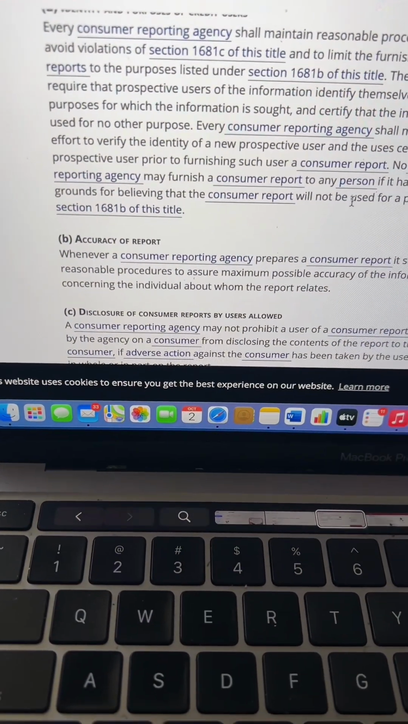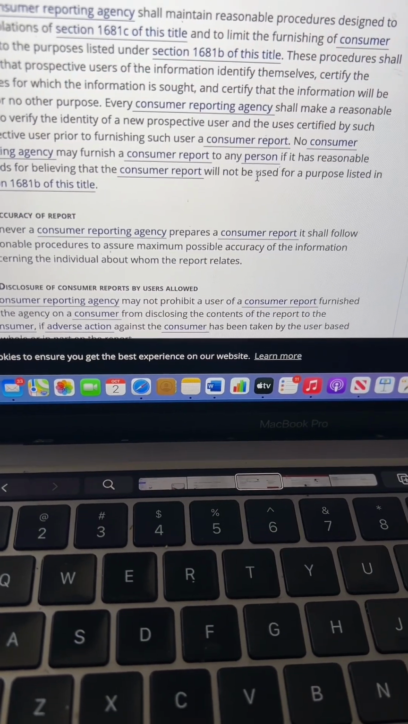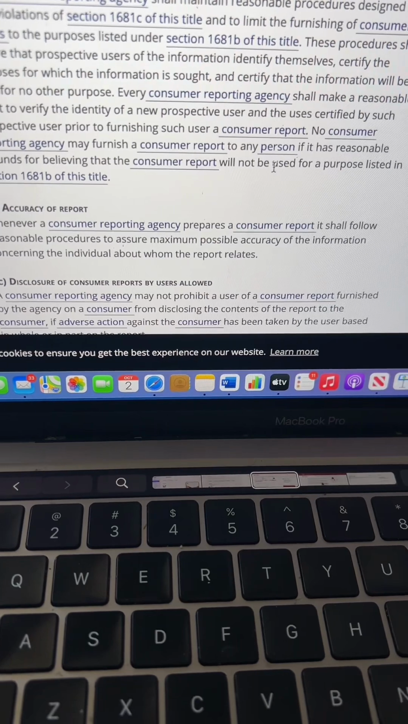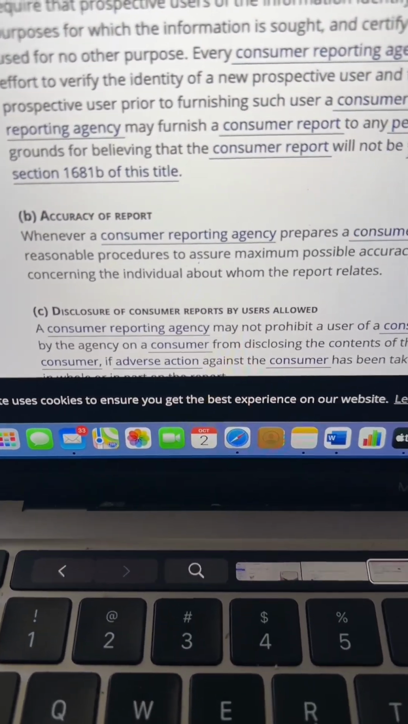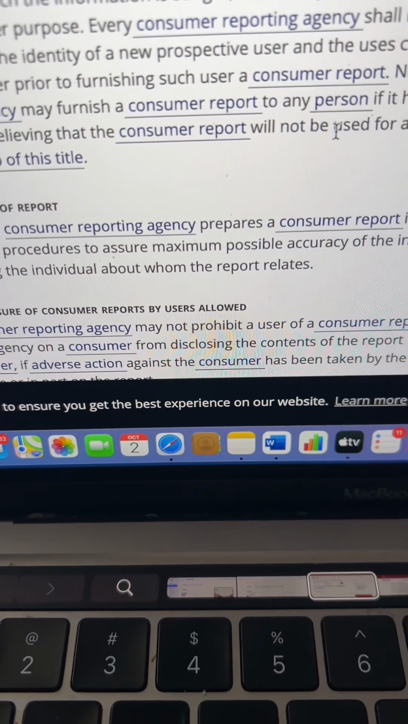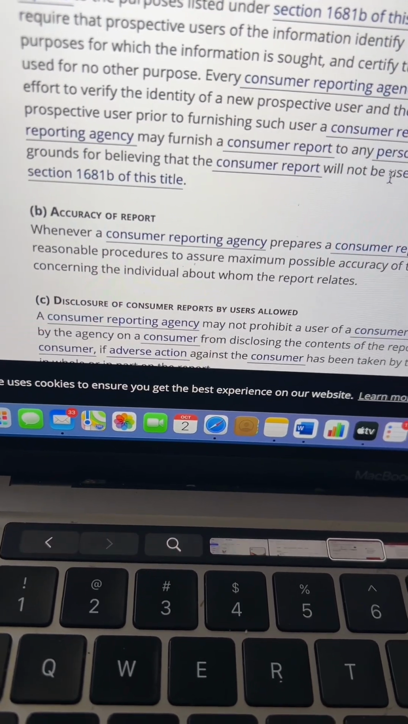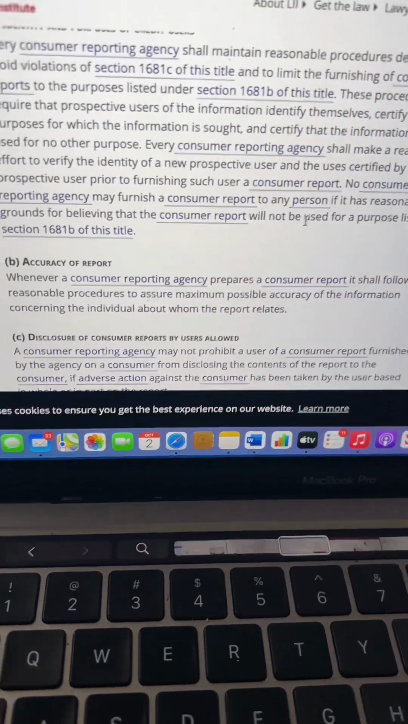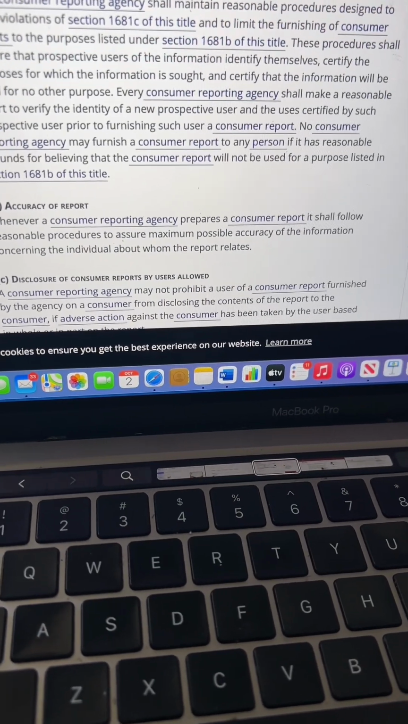And it says, whenever a consumer reporting agency prepares a consumer report, it shall follow reasonable procedures to ensure maximum possible accuracy of the information concerning the individual about whom the report relates. Do you know if they are following reasonable procedures? I don't think so. And I'm not just going to say that. I'm going to tell you why I say I don't think so.